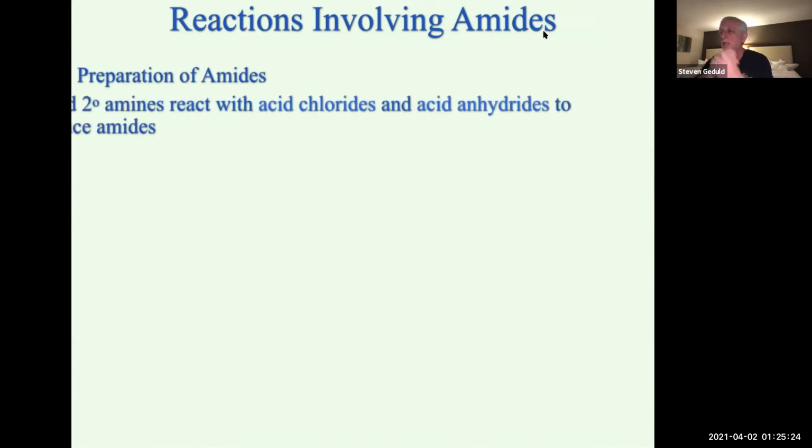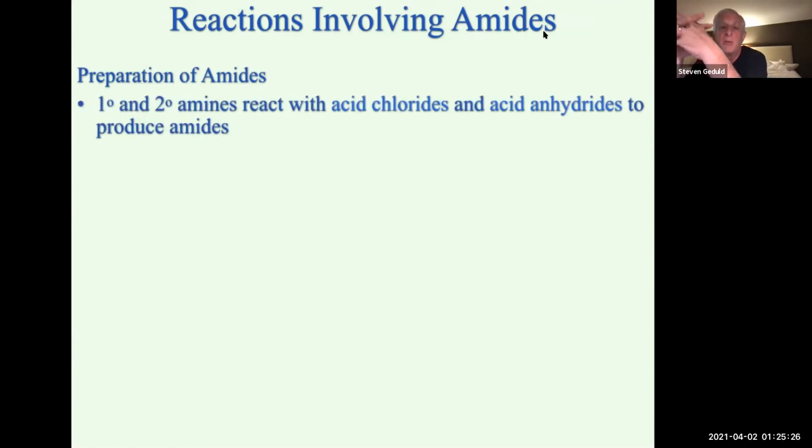Reactions involving amides. Now we're going to react these things. Okay, how we prepare amides. Remember, it's a combination of a carboxylic acid and an amine. Primary and secondary amines react with acid chlorides. Remember, we made acid chlorides by adding chlorine to a carboxylic acid. And acid anhydrides also produce amides.